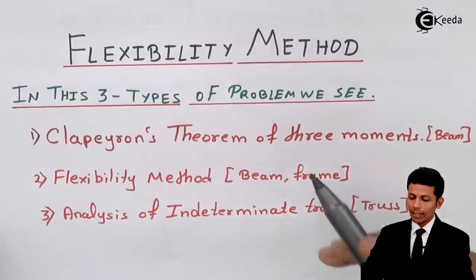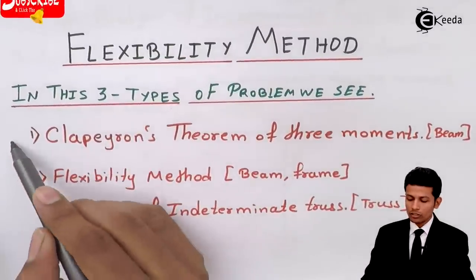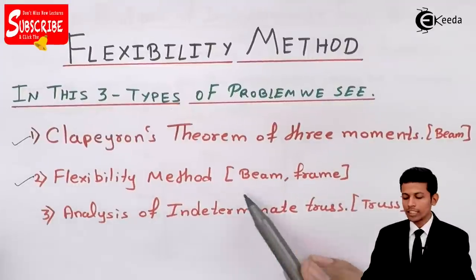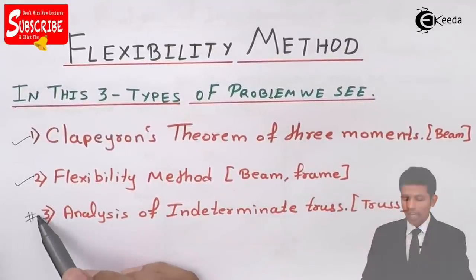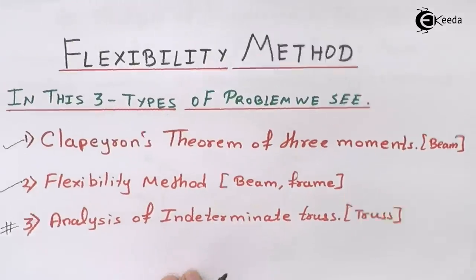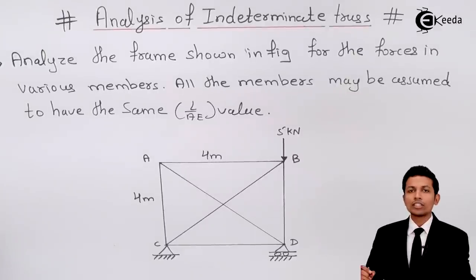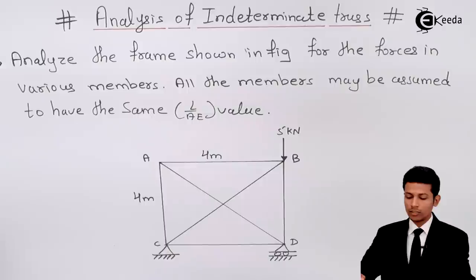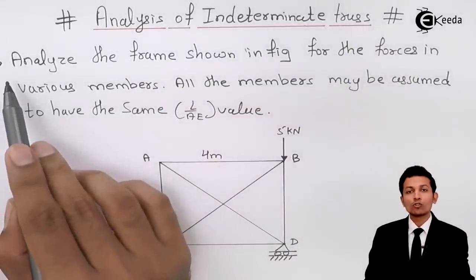See friends, in flexibility method we have done Clapeyron's three moment theorem and the flexibility method of beam and frame also. Now we are starting today the analysis of indeterminate truss, problem on trusses. You can remember that in an exam, a 10 marks question is compulsory on trusses. So this is analysis of indeterminate truss. Let's start with question number one.